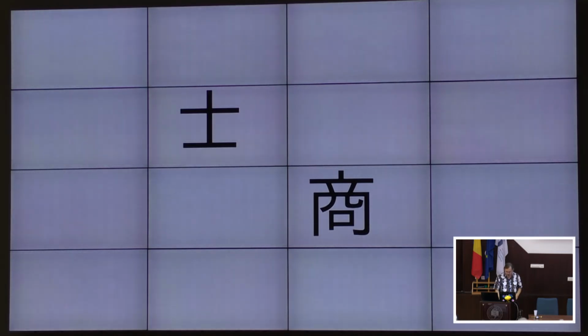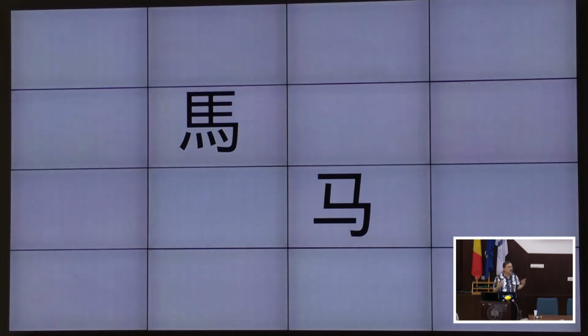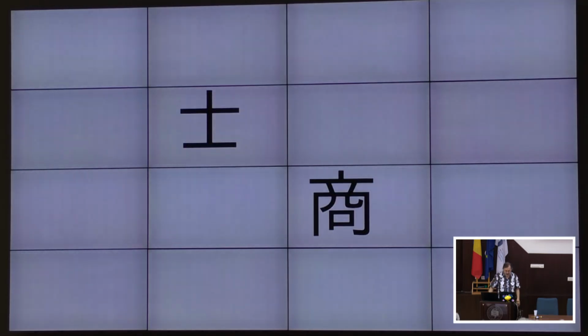But these are what you call pictograms, and a large subset, especially the base radicals, are pictograms originally. They were pictures drawn of the object in question. Now, I told you that this one upper left here, notice the top line is longer. It's not Earth, it's scholar or warrior. Those are the current meanings of it.